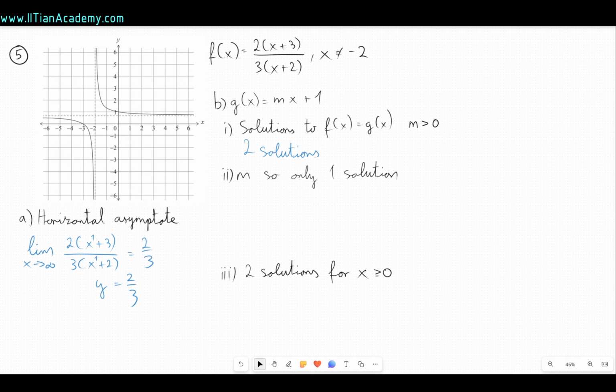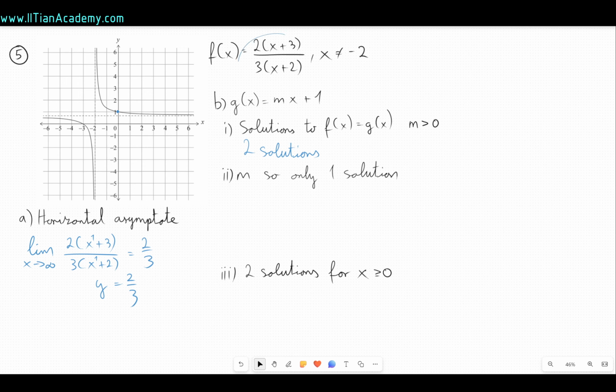And then in part 2, we are told to consider a value of m such that f of x is equal to g of x only has one solution. So that means they only have one point of intersection, which means that it will have to go something like this. And well, this is called a tangent, so we need to find the slope of this line pretty much. So we need to find the derivative of f of x at x equals 0.